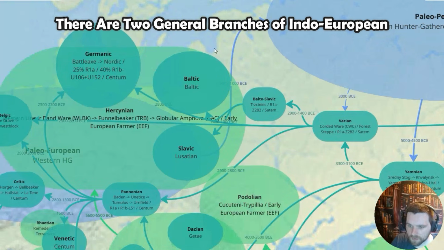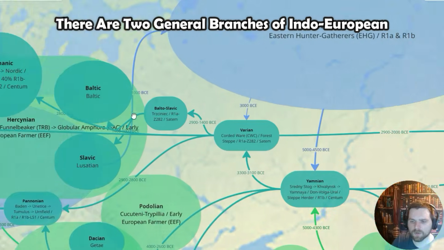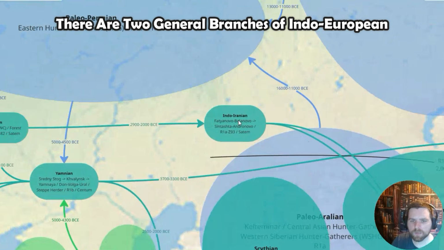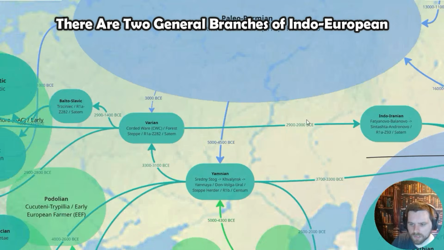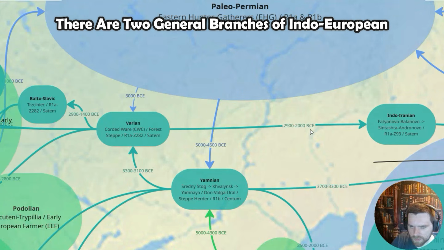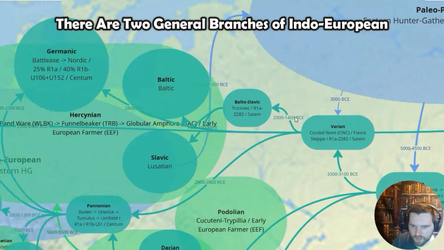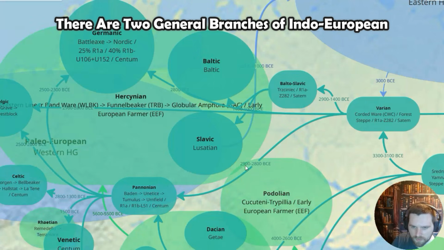And when they came in, they took wives, as they do. They not only spread further west, but they also went east and became Indo-Iranian. So this is the same kind of period, 2900 to 2800.